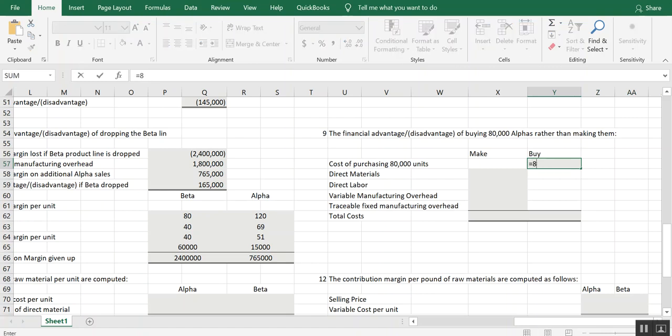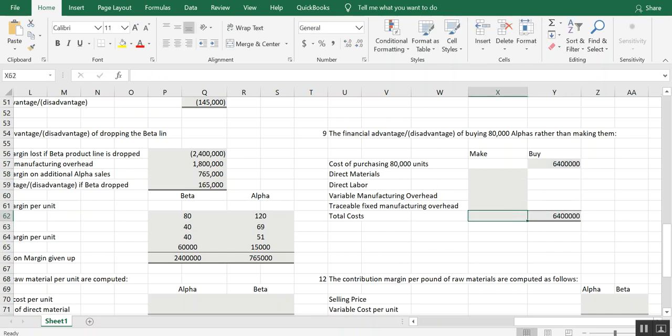Well, we're going to take $80 a unit times 80,000. That'll be $6,400,000. That will be the total cost of buying the units. So we'll spend $6,400,000 on buying the units. So now what we want to think about is what will it cost us to manufacture these?